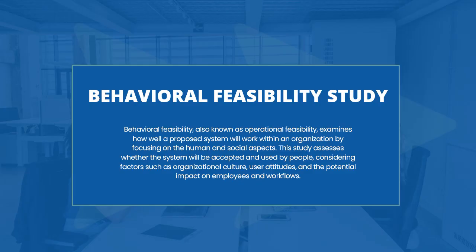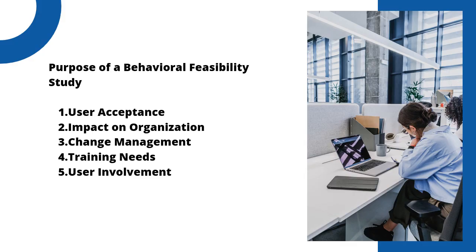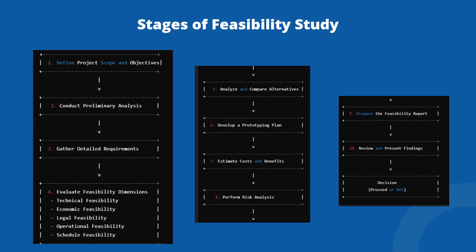Behavioral feasibility study. Behavioral feasibility, also known as operational feasibility, examines how well a proposed system will work within an organization by focusing on the human and social aspects. This study assesses whether the system will be accepted and used by people, considering factors such as organizational culture, user attitudes, and the potential impact on employees and workflow. Purpose of behavioral feasibility study: number one, user acceptance, impact on organization, change management, training needs, user involvement.